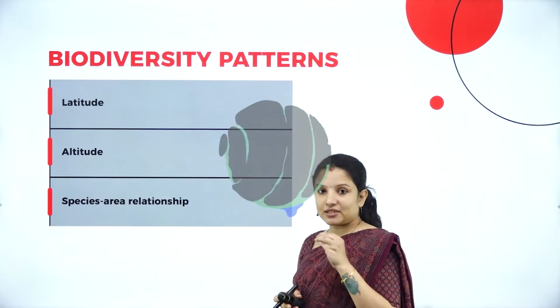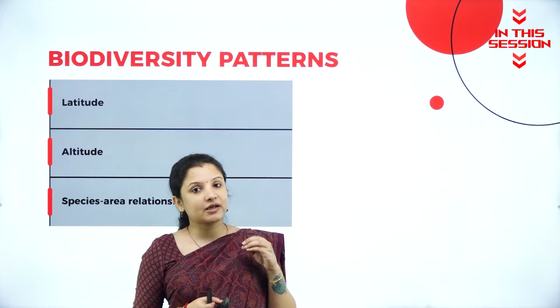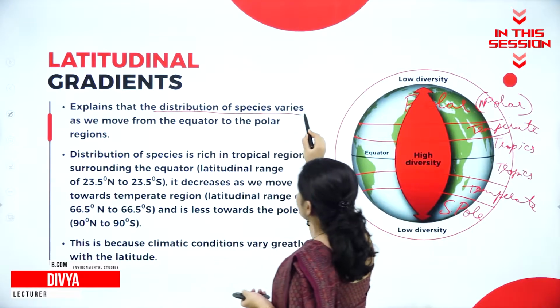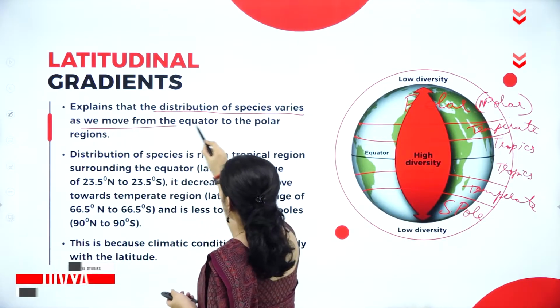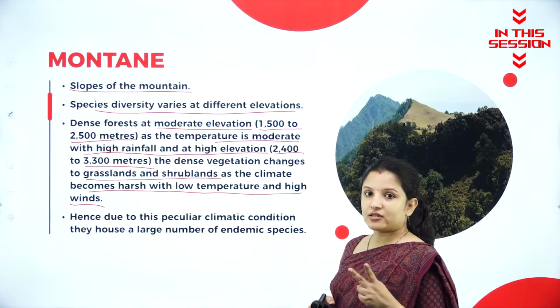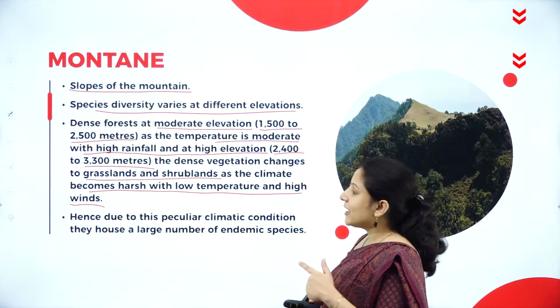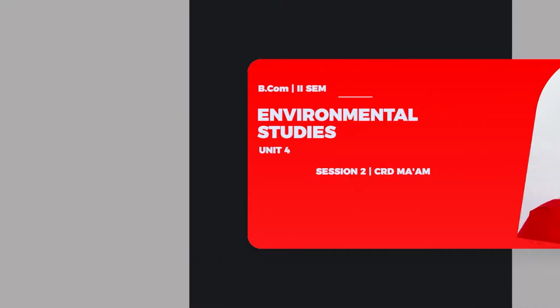So biodiversity pattern means how the biodiversity is distributed in a particular region. Latitudinal gradients explains that the distribution of species varies as we move from the equator to the polar region. Two types of vegetation we can find in the mountain. That is, we can find dense forest at certain height, and at certain elevation we can find grasslands and shrublands.